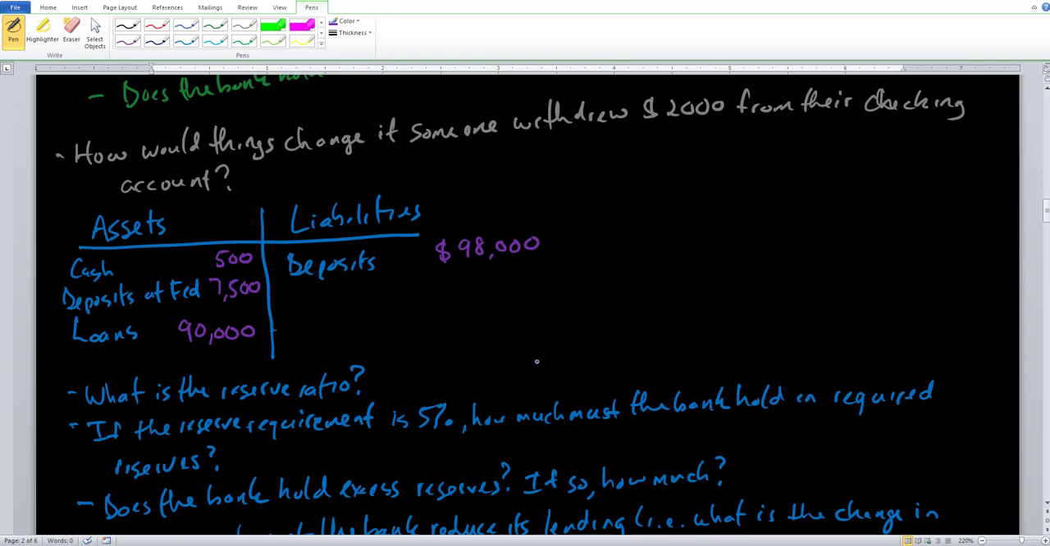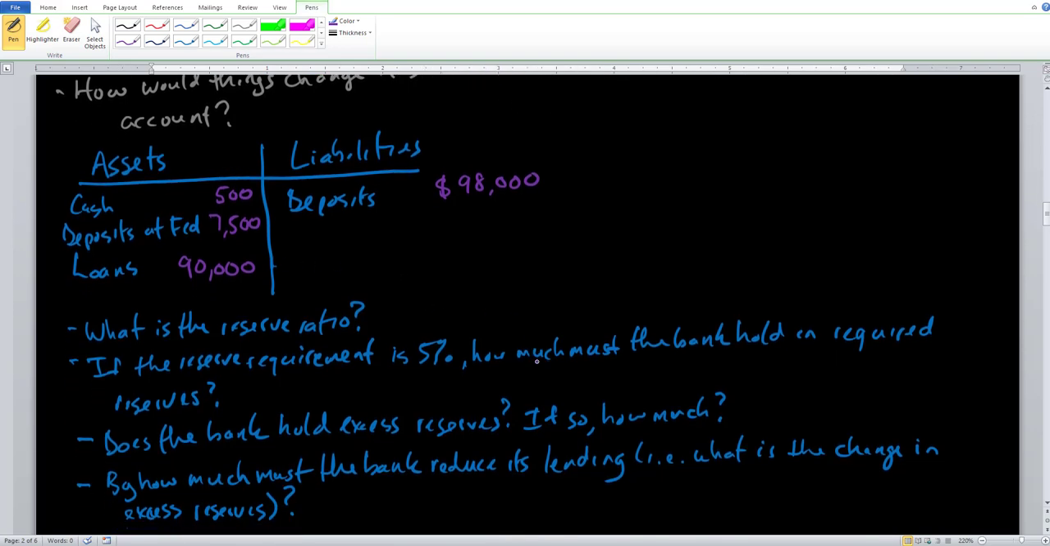Next, let's go ahead and answer the same exact questions plus one additional one. So what is the reserve ratio now? Obviously the reserve ratio should go down because someone withdrew $2,000, so both the reserves and the deposits have fallen, which tells us that the reserve ratio should also fall. Once again, we put the deposits in the denominator. This is going to be 98,000, no longer 100,000.